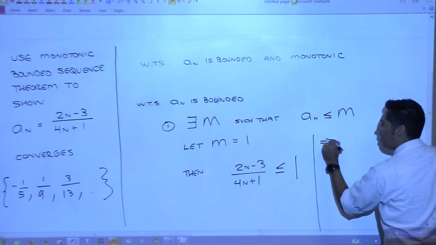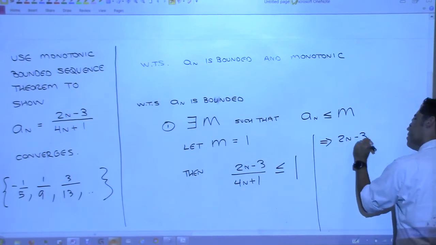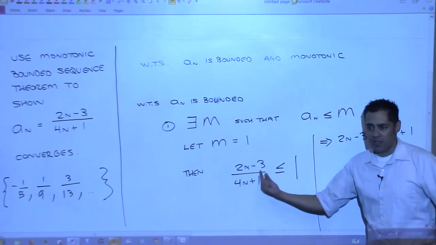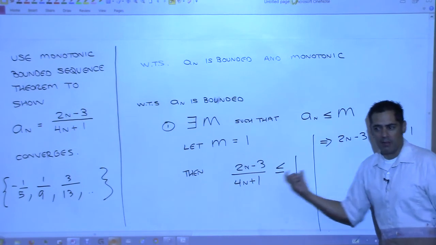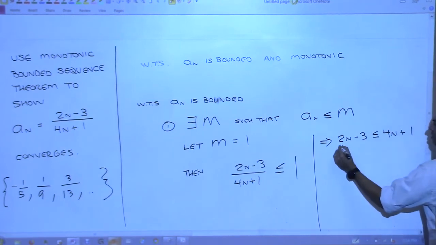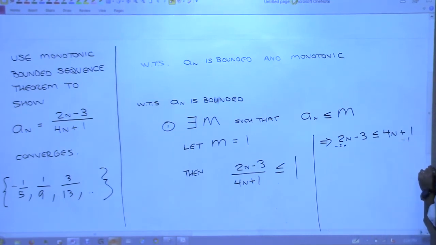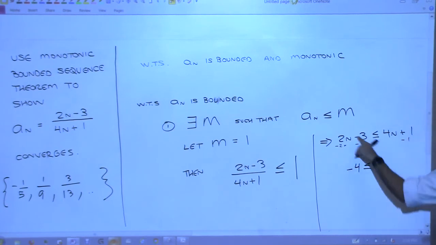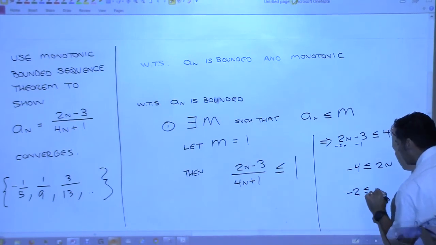This implies that 2n minus 3 is less than or equal to 4n plus 1. So I just took this inequality and multiplied both sides by the denominator here, right? Cleared out the fractions. And now let's try and get n by itself. So I'll subtract 2n here. I'm going to subtract 1 there. Subtract 1 there. What do I get on the left side? Negative 4 is less than or equal to 2n. And now let's divide both sides by 2. And you get negative 2 is less than or equal to n.